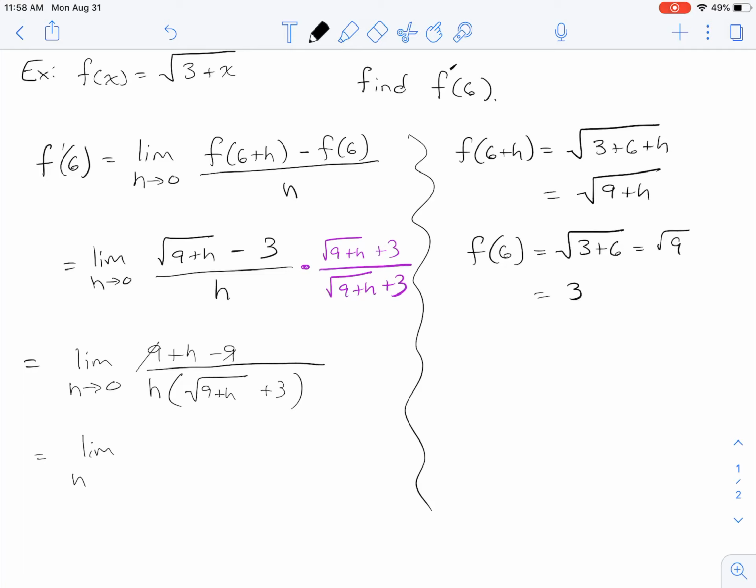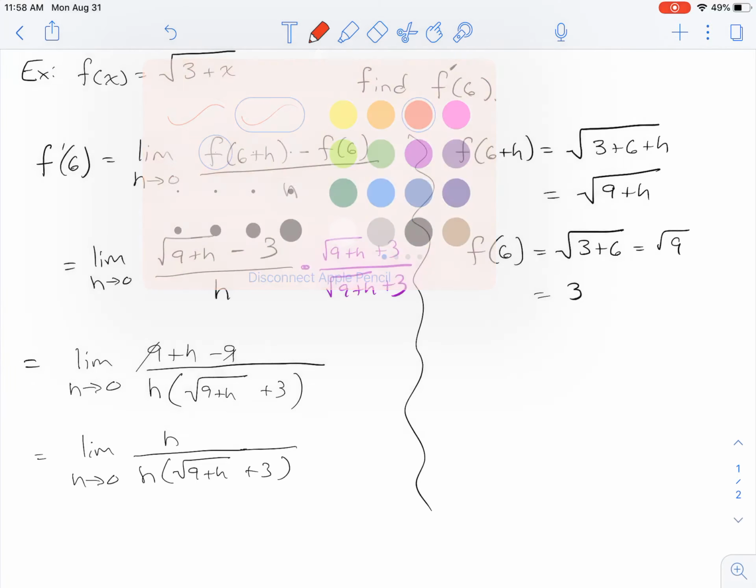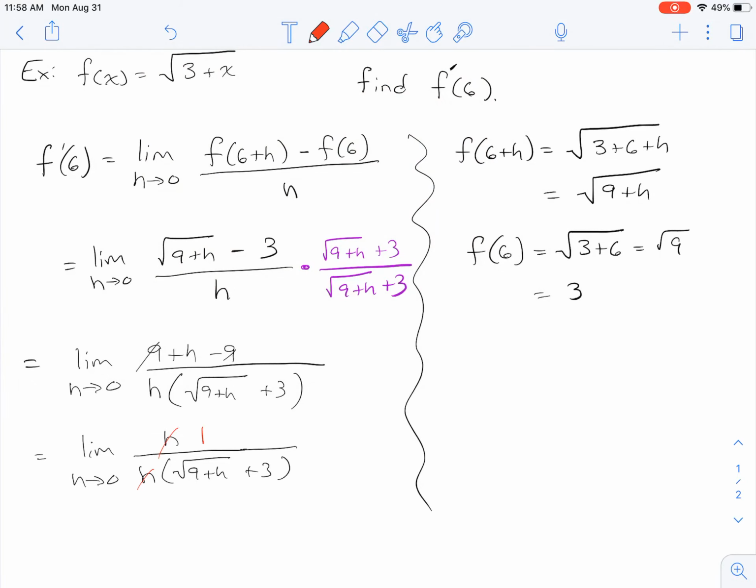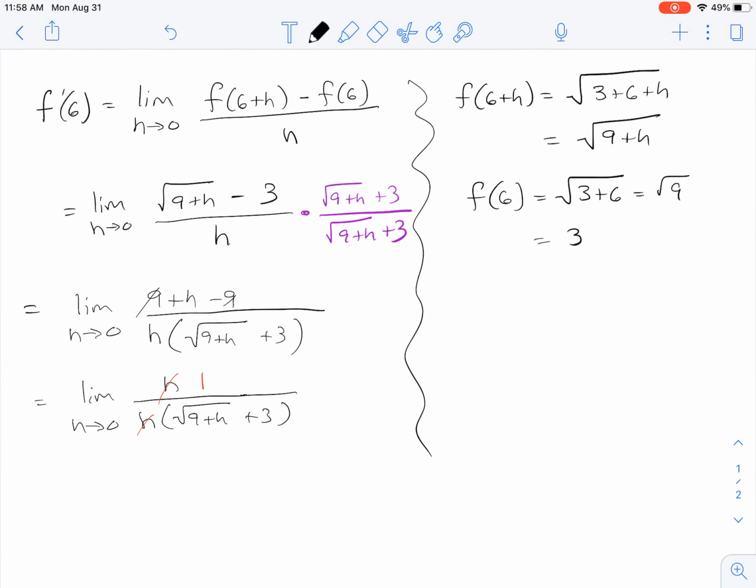I'm left with the limit as h goes to 0 of h over h times the square root of 9 plus h plus 3. And now I can cancel those h's. It leaves me with the understood 1 on top. And now I can plug my h in. Notice this is where the limit goes away, because we're actually plugging in 0 for h. So on top I've got 1. On bottom I've got the square root of 9 plus 0 and plus 3. So this is 1 over 3 plus 3, or 1/6.